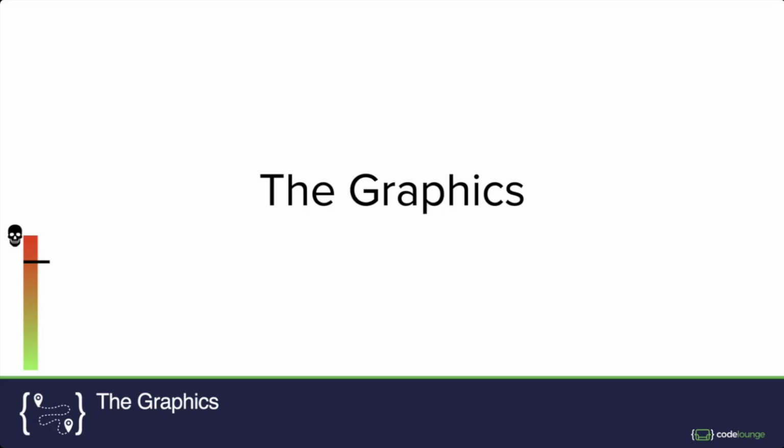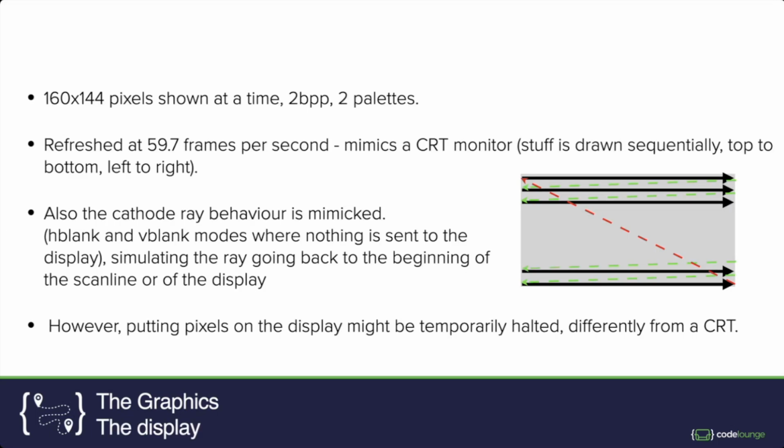The display is per se really small. I mean, it's just 160 by 144 pixels, which is fine. And it mimics really well, actually, an old CRT. So what happens is that you draw something, then you go back, and so on and so forth, and then you go back. And it actually mimics it so well that you also have some intervals, the H blank and the V blank intervals, that are the green and the red arrows there, in which nothing is written to the display, and so the CPU might try to do something with the graphics there.